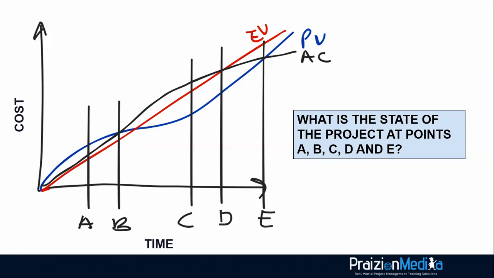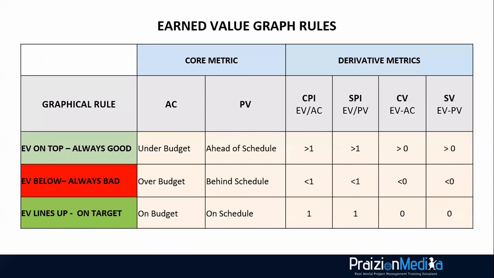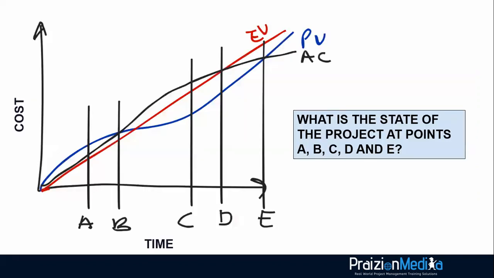This is a table that will guide you. So let's take a look at the rules one by one. If earned value is on top, it's always good. If earned value is below, it's always bad. And if earned value lines up with either PV or AC, it means you're right on target. And that is the rule that you should use to answer those questions. All right, now let's go back to the question and find out what the other answers are.